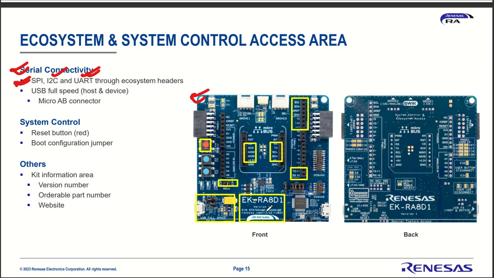Next, we have already studied micro AB connectors and everything. Then we have the reset switch, the red button is there. Then the boot configuration jumper is there. Okay, so if you want to configure your boot mode and all, this is your jumper. That is, I guess it is the same. We have other kit information like the version number or part number and websites and everything.